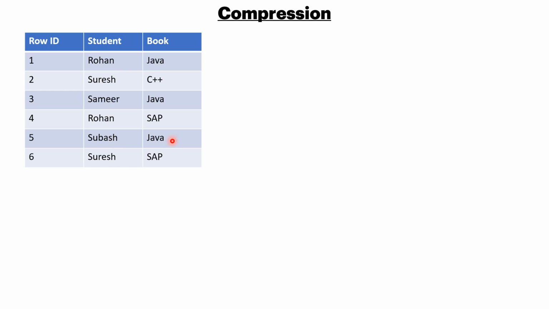So the best way to compress the data is to remove duplicates without compromising the integrity. Now I don't want Rohan to be appearing twice, or I don't want Java to be appearing thrice, but I don't want to lose the information that these are the guys who have borrowed these books. So that is the ideal way of compression, which is applicable to every compression mechanism, right? Even compressing a video has the same logic.